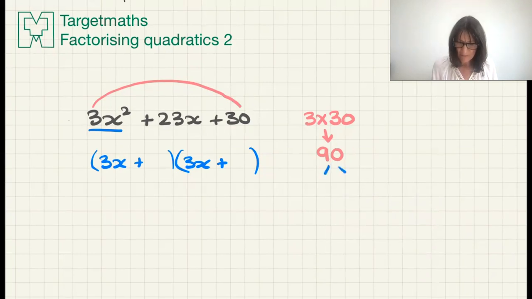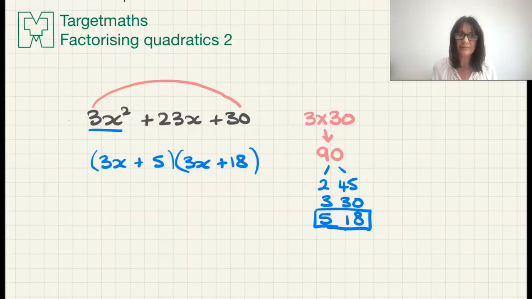So I'm going to think about what multiplies to make a 90. So 2 and 45, obviously 3 and 30. Now I'm trying to make 23 in the middle. Neither of those make 23, so I'm going to need to think again. I can see it's in the 5 times table, so 5 and 18, and that's going to work. They're both positive, so it doesn't really matter what order I put them in. So I'm just going to shove them in like that.